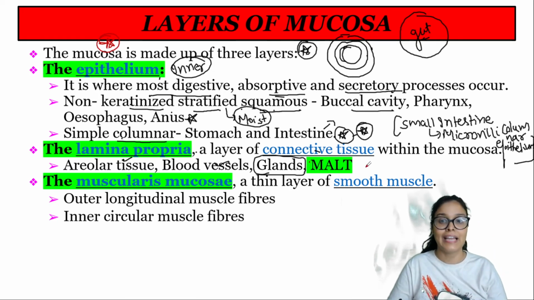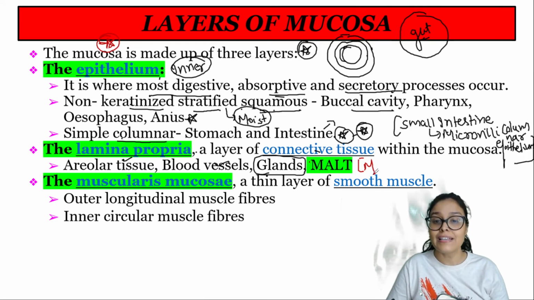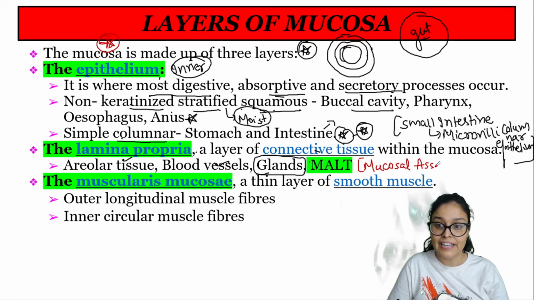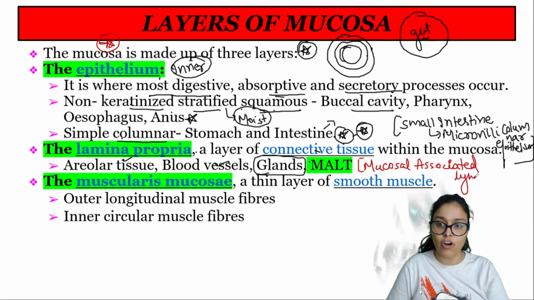NEET question. And even lamina propria has mucosal associated lymphoid tissue. MALT means mucosal associated lymphoid tissue, which will help in defense. Lymph tissue's work is defense. Lymphoid tissue will provide immunity to us, right? That is the purpose of it.